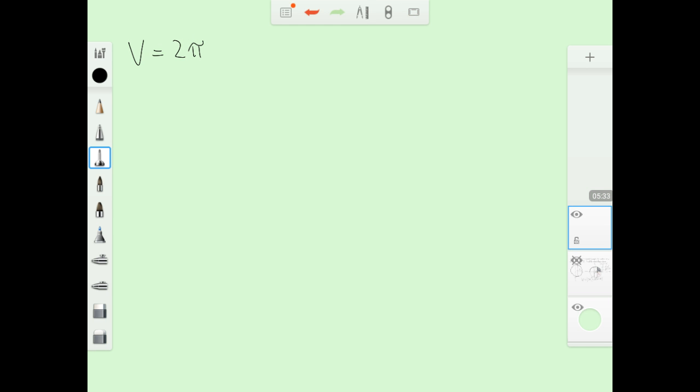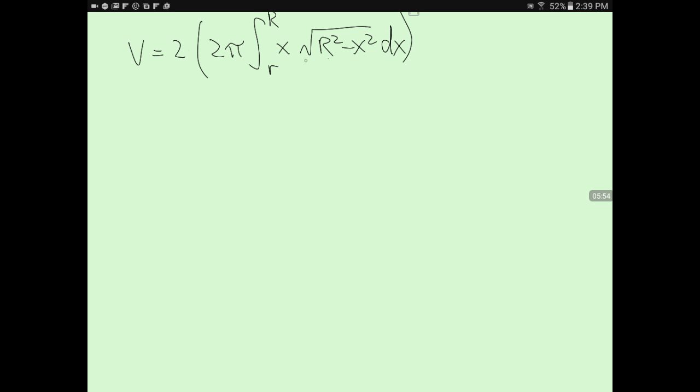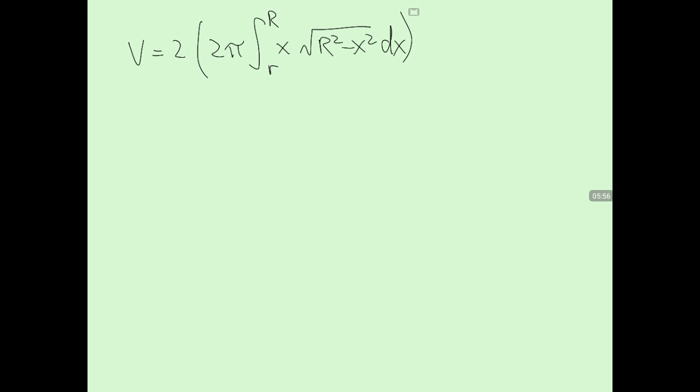We have the volume is equal to 2 pi times 2. Here I'm just copying what we had on the previous page. 2 times 2 pi, definite integral from little r to big R, x times the square root of r squared minus x squared. So if we can solve this definite integral, then we get the volume.